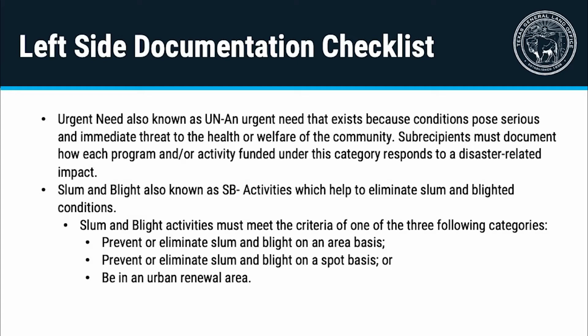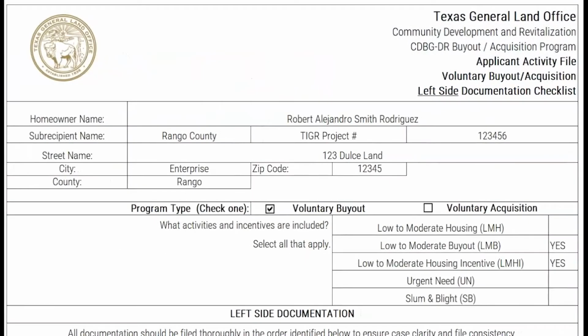The program that Robert is participating in is a voluntary buyout program, and his family is an LMI household, so he will be participating in the LMB national objective, and he will also be receiving incentives, so he will also be participating in the LMHI program.